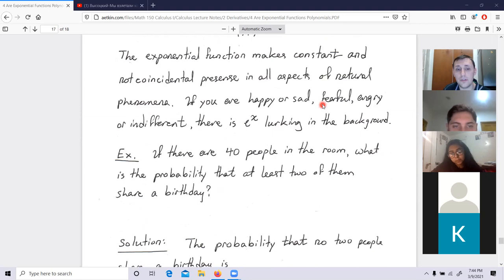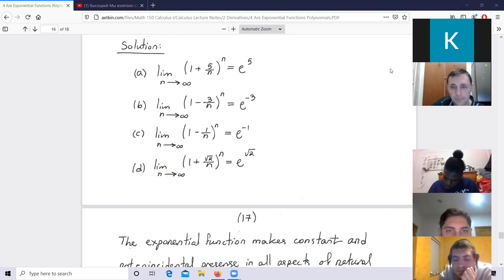If you want to, I did it with my students, maybe next class we can ask, when is your birthday? You can see that e to the x has to do with your birthday, if you want to. Yeah, why not? You can leave it as a negative exponent.